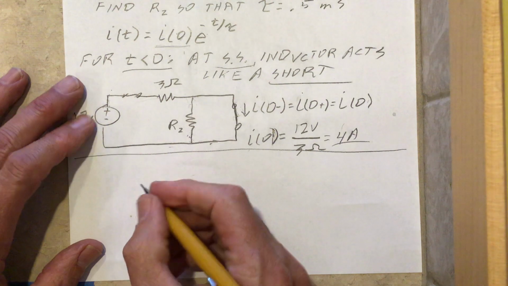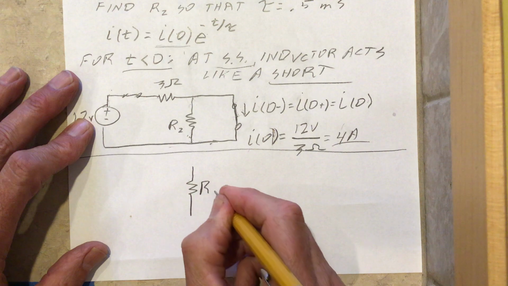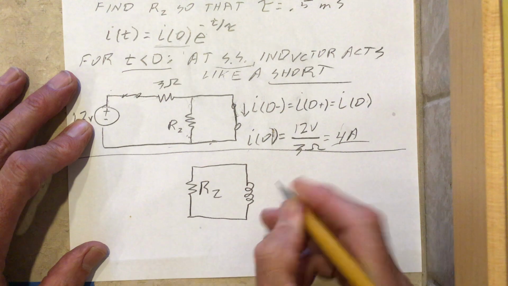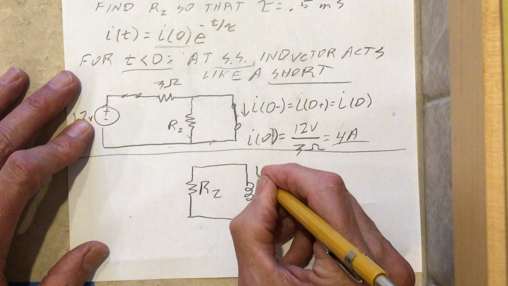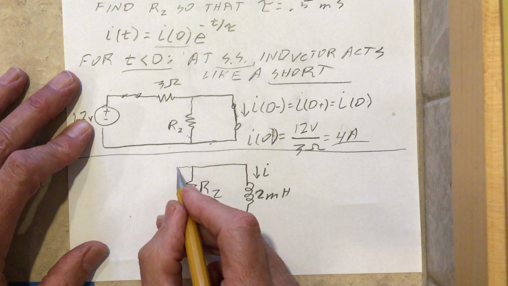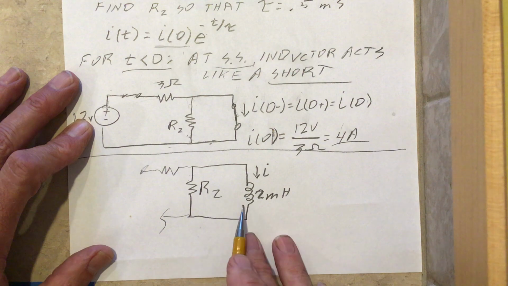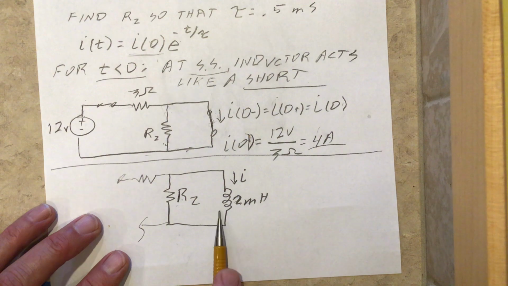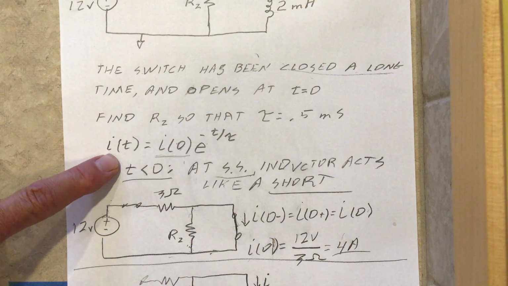So after the switch opens, we have R2 and this 2 millihenry inductor. There's my current. And this is attached to a resistor, but really who cares? No current's flowing over there, no current's flowing over there. So we just have these guys right here. Ah, yes, it is a source-free RL circuit, which is good. This formula only works for source-free circuits.